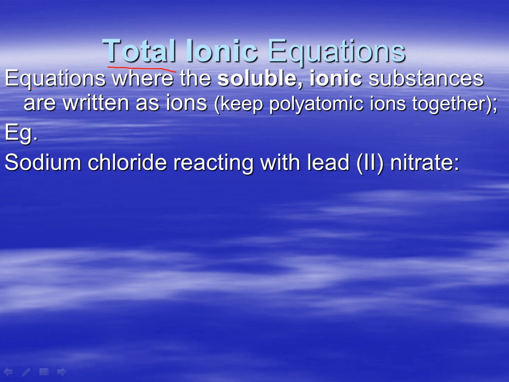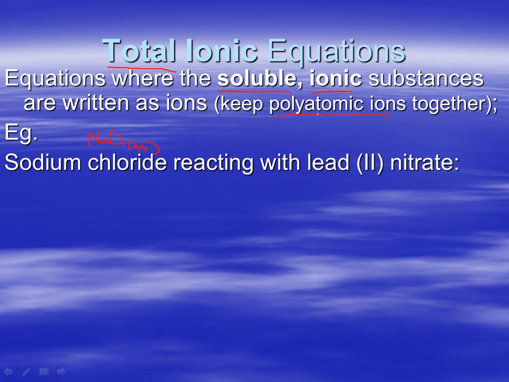So what that means is, though we may write sodium chloride as NaCl, being an ionic compound, we know there's a lot more to the story than just a sodium and a chloride, especially when these are aqueous and in water. So a total ionic equation will show that understanding, that we know what these are actually like as particles. So equations where things that are soluble and ionic are going to be written as ions.